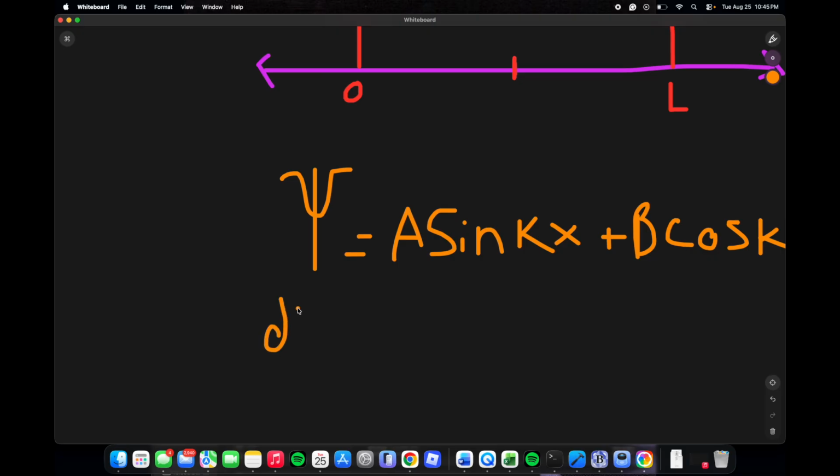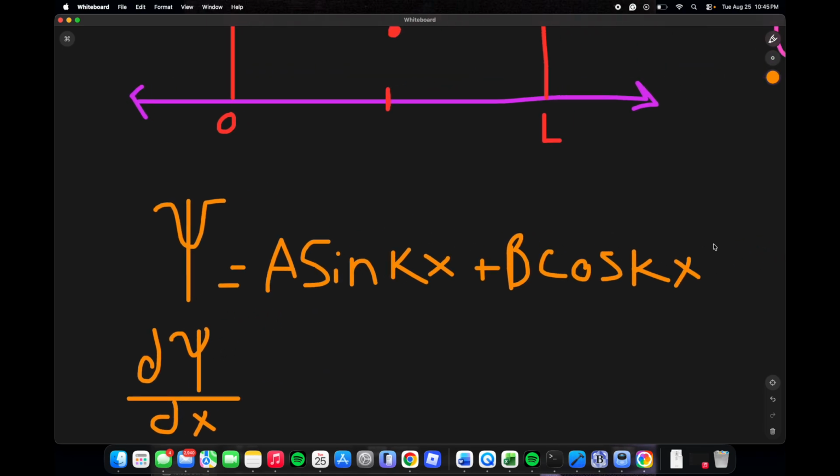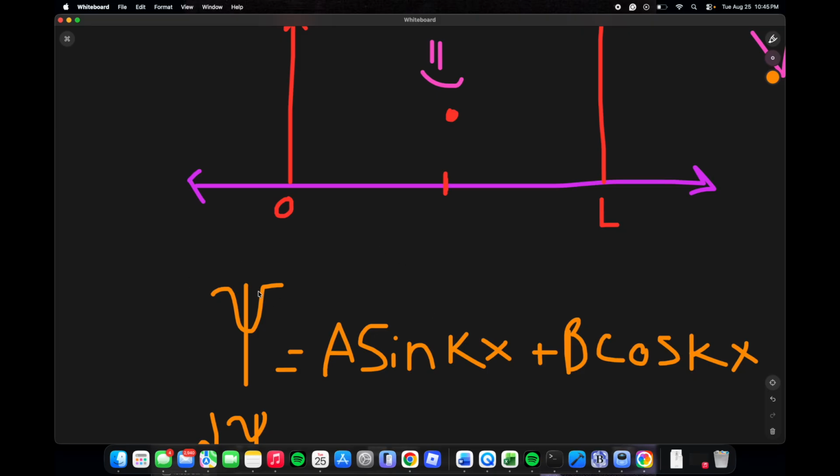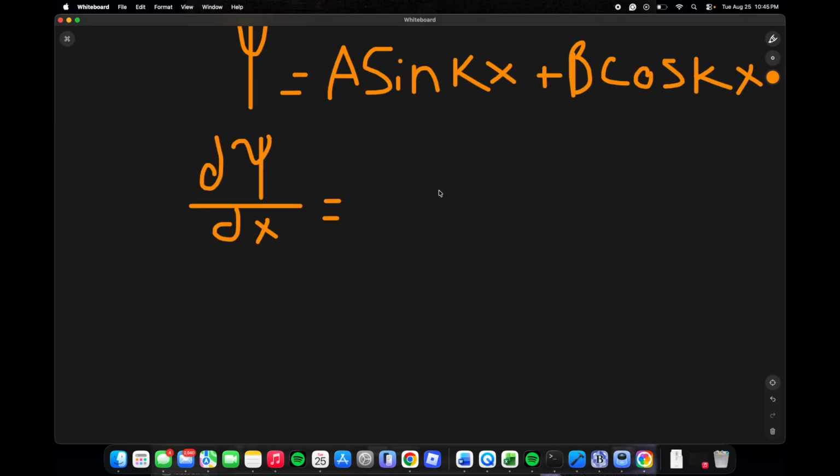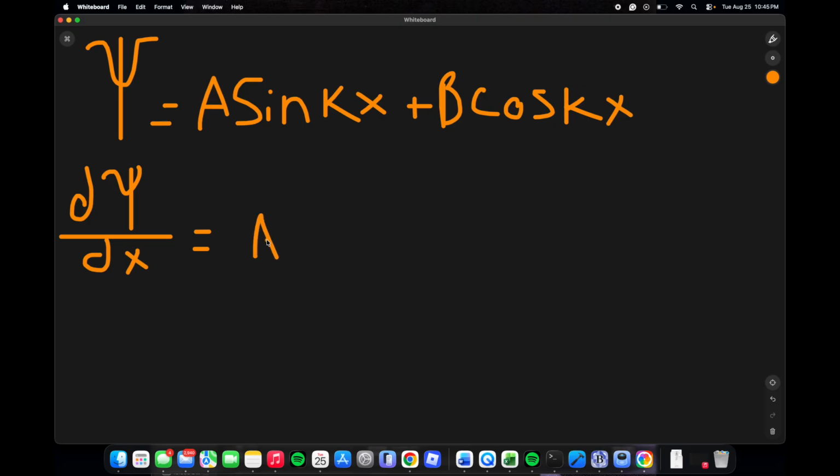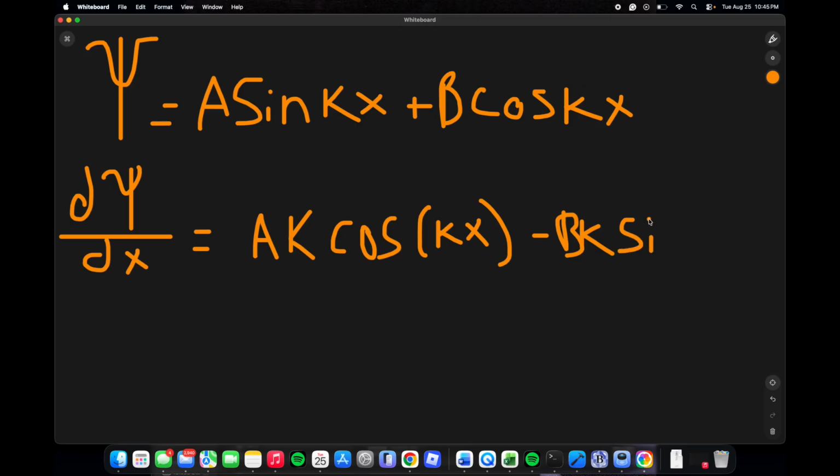Well, then what does that say about the derivative of the wave function with respect to x, okay? Because we're plugging in a position and we're getting out a wave, which is the wave function. So what's the derivative of that? Well, this is going to be Ak cosine of kx, and then this is going to be minus Bk sine kx.